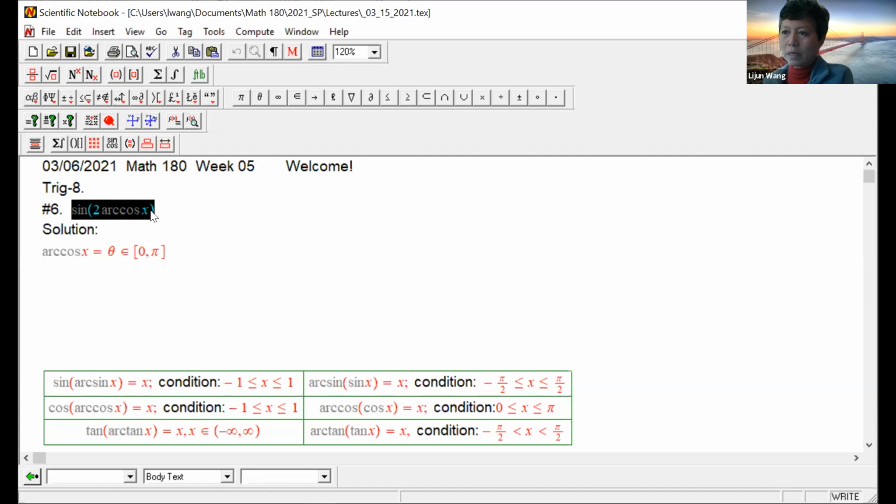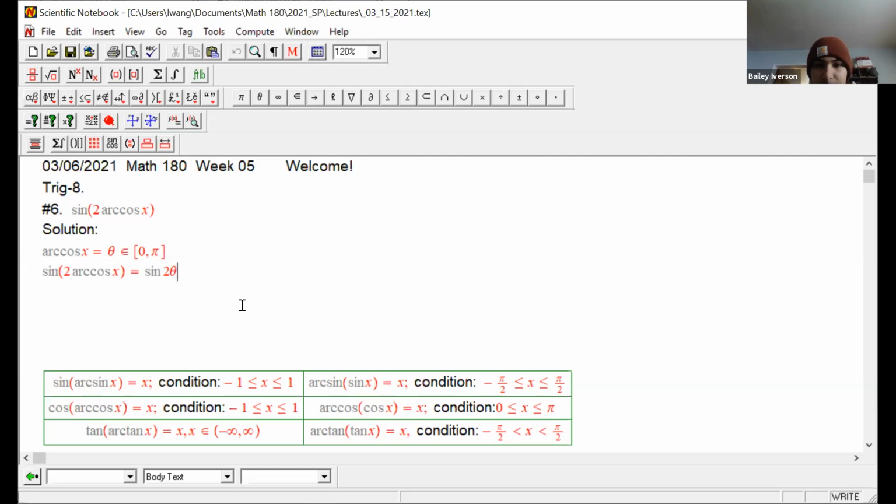Okay, so this guy will turn into sine of 2 times theta. So what is it? Do you have any idea about the double angle formula? It sounds pretty familiar, but I don't exactly remember. It's in the handout.